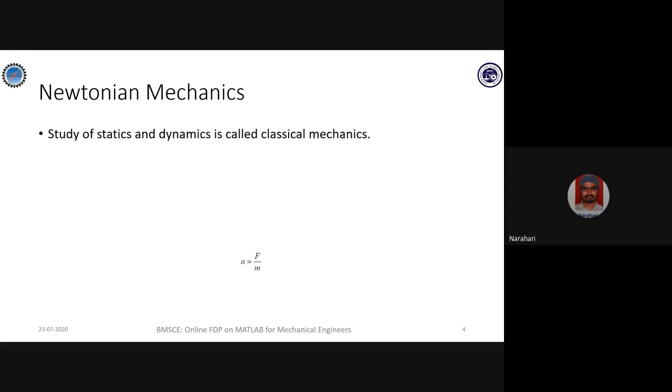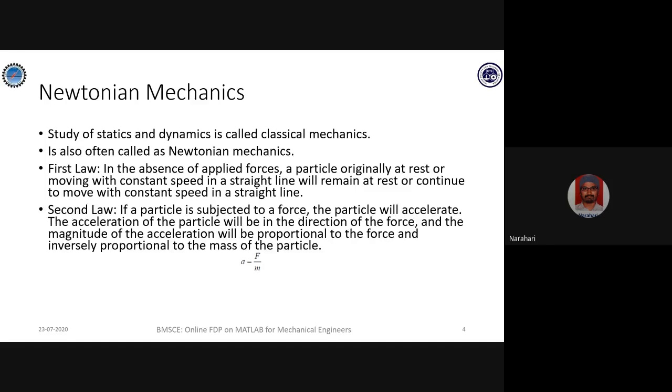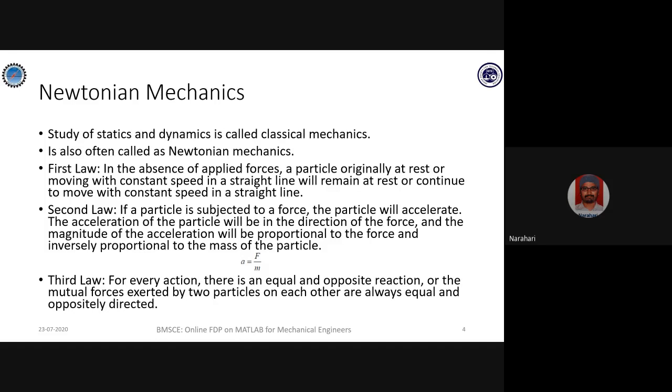Okay, so Newtonian mechanics, the study of statics and dynamics, is called classical mechanics. It is also called Newtonian mechanics. We have the first law, which is related to inertia. Then we have the second law, which is related to change in momentum being directly proportional to the applied force. F equals ma is the standard expression. Here it has been written in terms of F and M, just to show the importance of our need to find out acceleration, provided we have F and M. And the third law, of course, famous, says for every action there is an equal and opposite reaction.